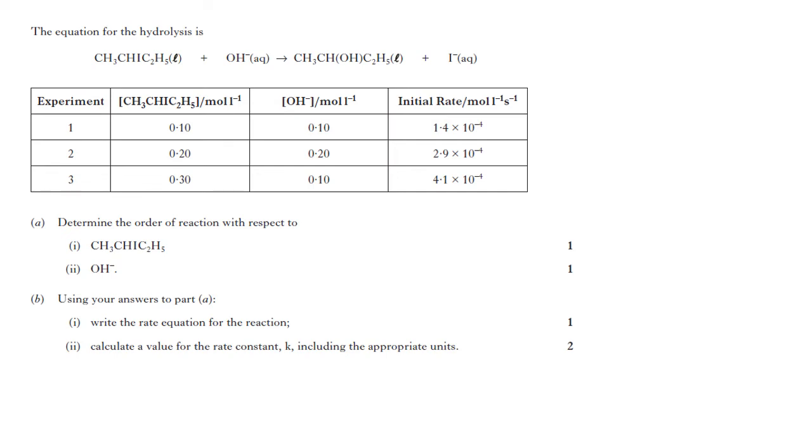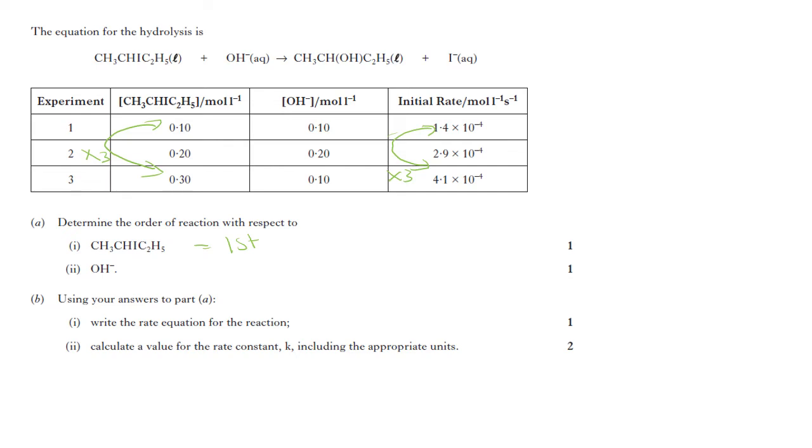Right, in this next question, we've got some rate data. So determine the order of reaction. When we're looking at the order of reaction, we're looking for experiments in which that particular chemical concentration has changed, but the other one has not. For your CH3CHICH2, it is experiments 1 and 3 where that's changed. And if we look at what's happened to the rate, we've tripled this, and we've tripled this.